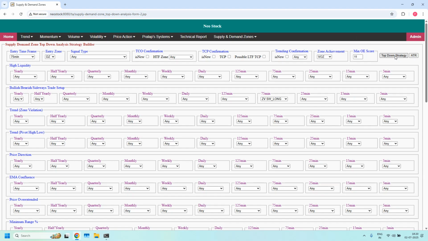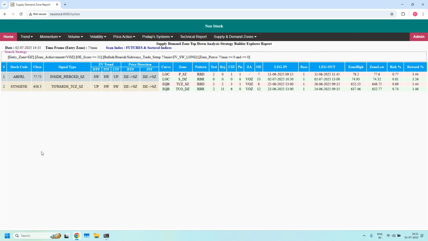So let's filter. We got two stocks supporting sideways long trade setup for weekly income trade, and entry time frame zones are 75 minutes demand zones. See, this is already tested 11 times.